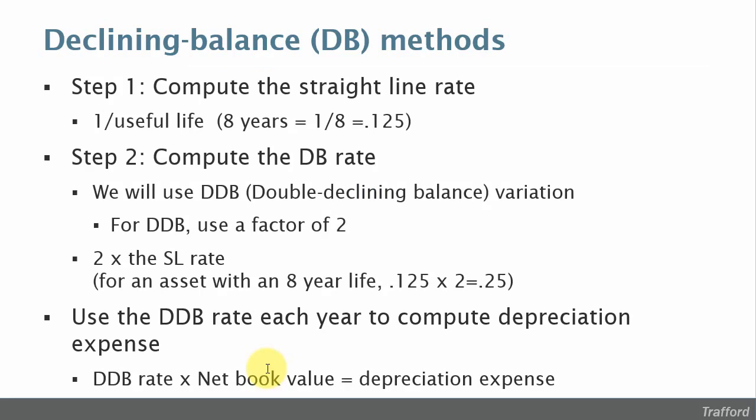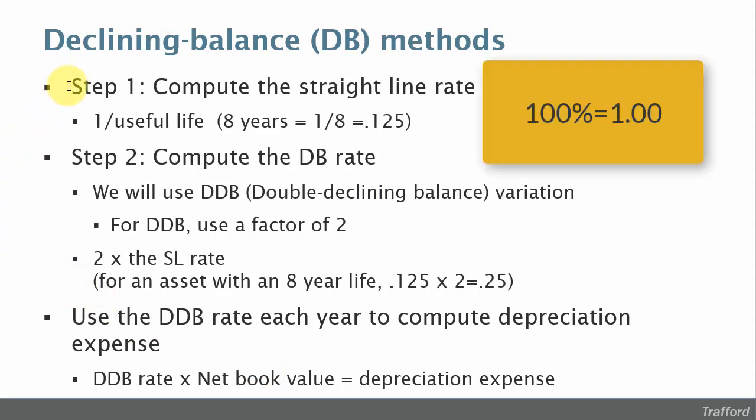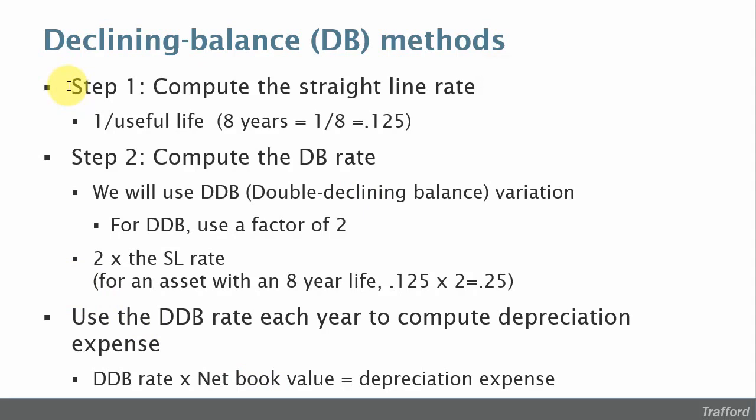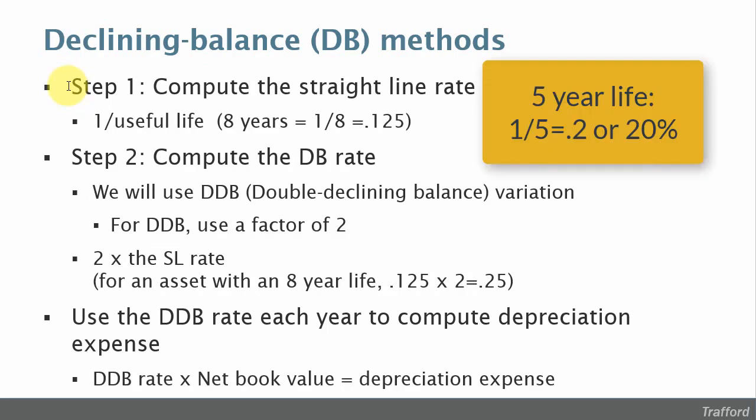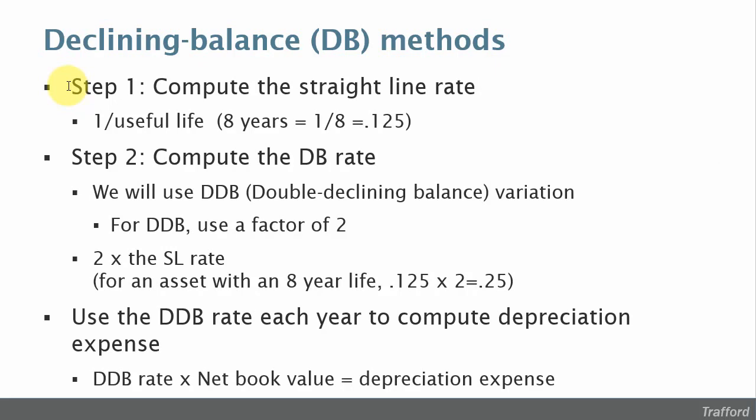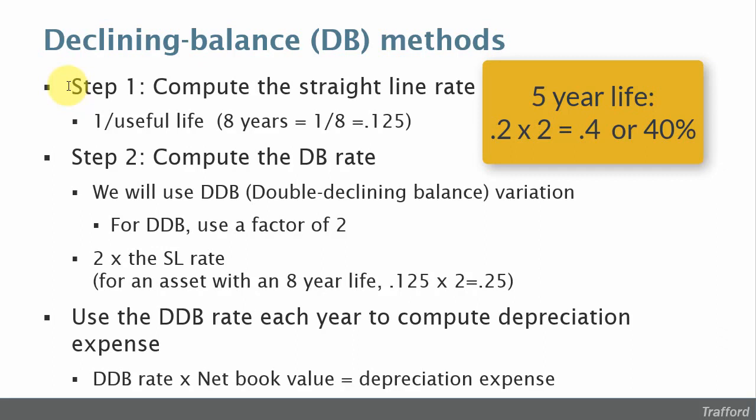Let's take a look at how we compute this double declining balance rate. Here's how you get the straight line rate. It's easy. You basically take 100% and you divide by how many years of useful life you're predicting. So for an asset with a 5-year useful life, the straight line rate is 100% divided by 5, or 20%. If you're using the double declining balance method, you double that, and the DDB rate is 40%.